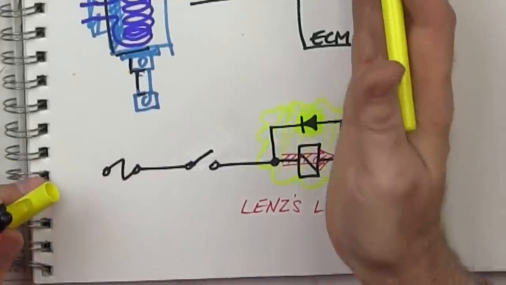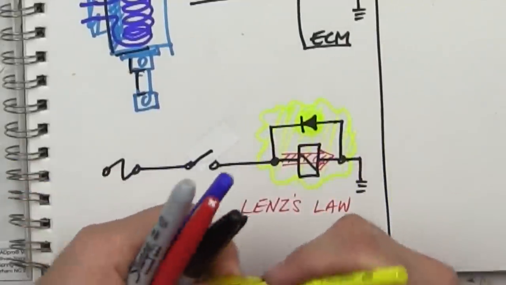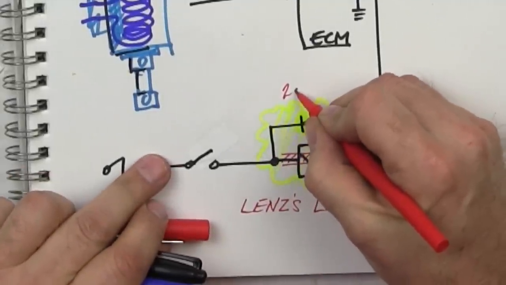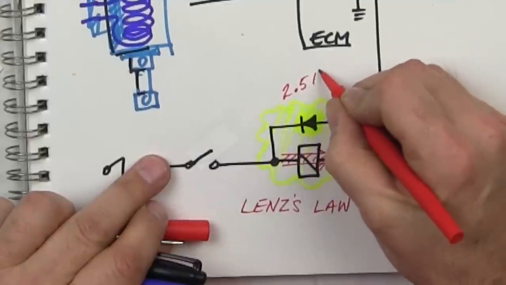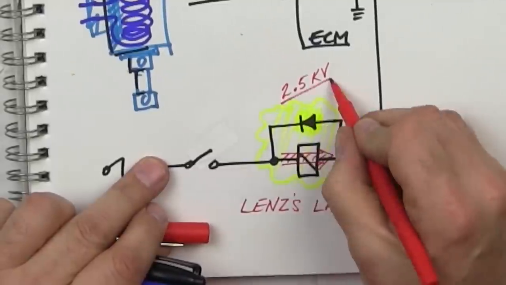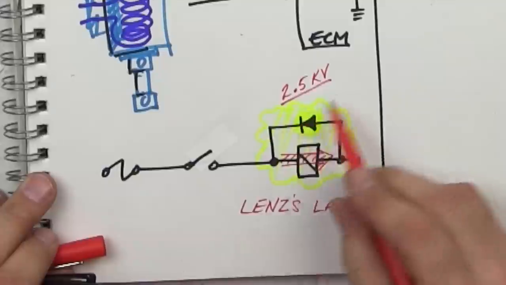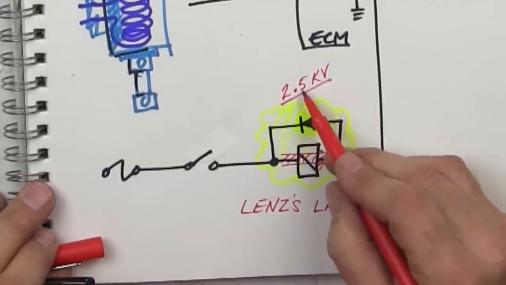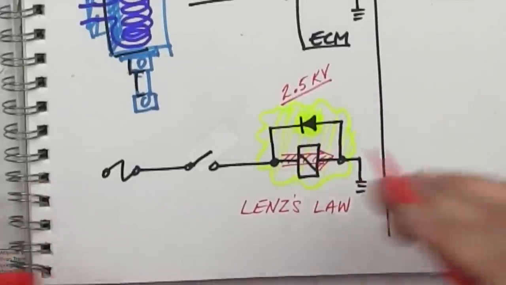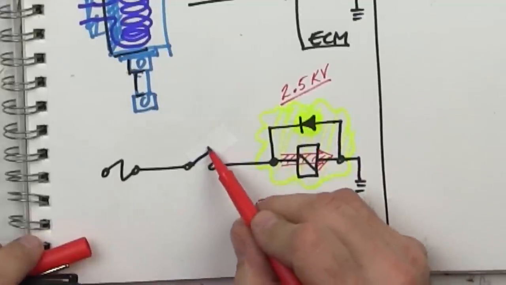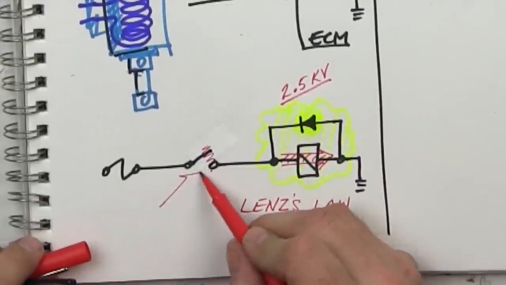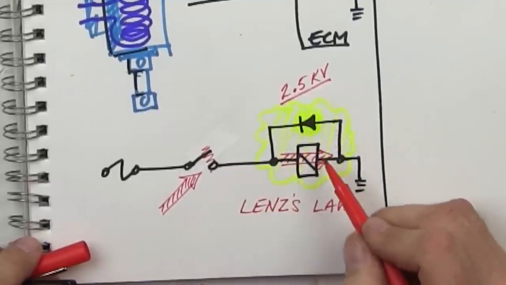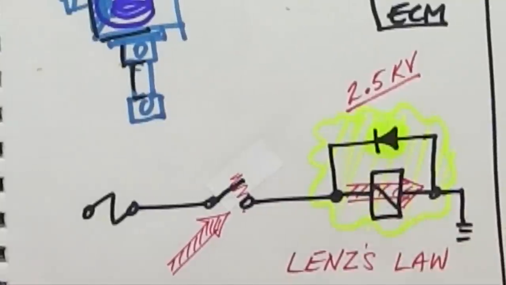Okay, so this is a suppression diode. What it does is it takes the 2,500 volts or so, and for meter reading, I'm going to say 2.5 kV instead of 2,500, because I want you to know that 2.5 kV, that's 1,000 right there. This diode prevents this switch here from being destroyed. The important thing to understand is that this diode doesn't do a damn thing for any switches in this area.